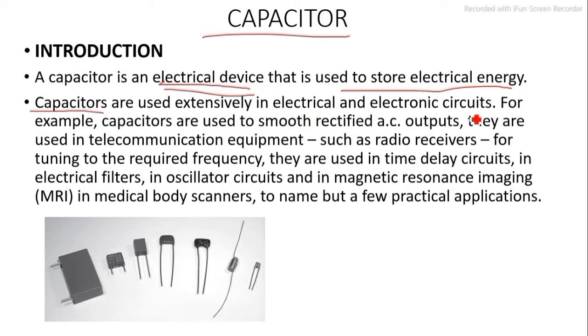So we use our capacitor in electrical and electronic circuits. For example, capacitors are used to smooth AC output. So if you want to smooth your AC output, use a capacitor. So let's draw our full wave rectifier, or let's use half wave rectifier. This is your AC connected to a step down transformer. Then your rectifier. Let's draw our full wave. Let's use full wave rectifier.